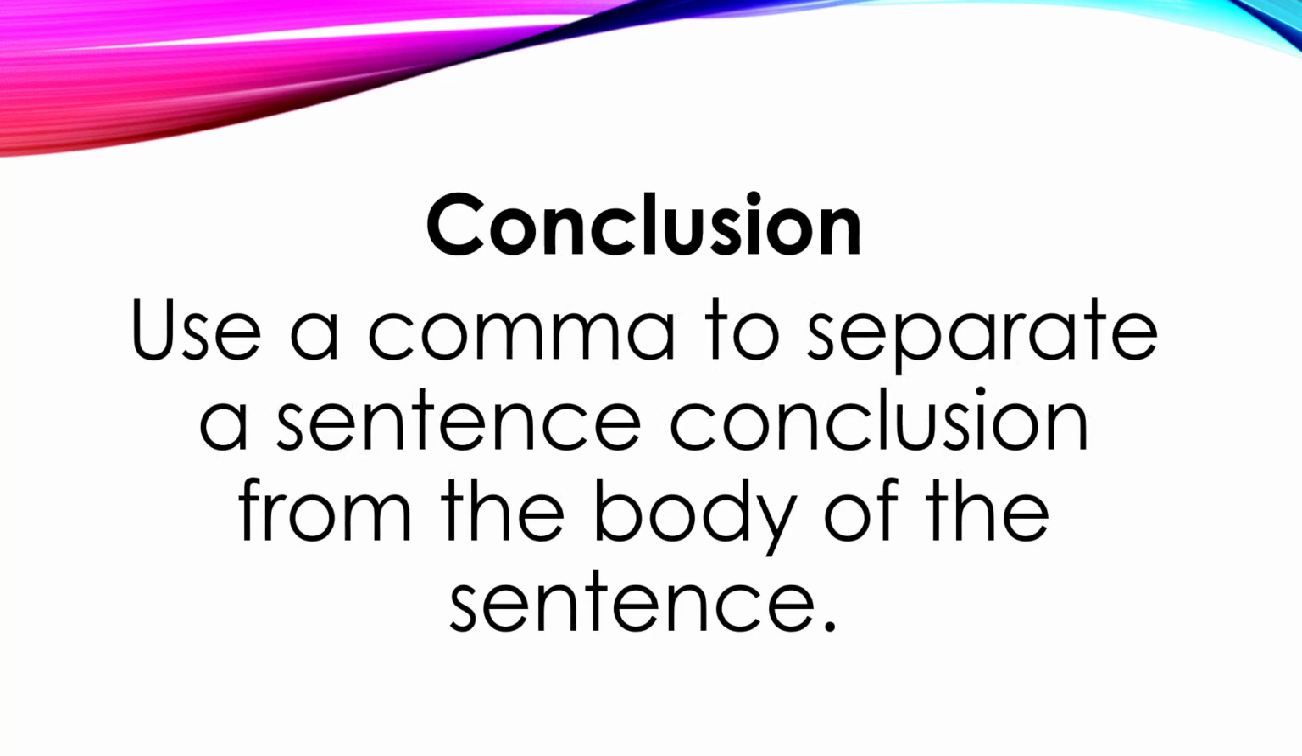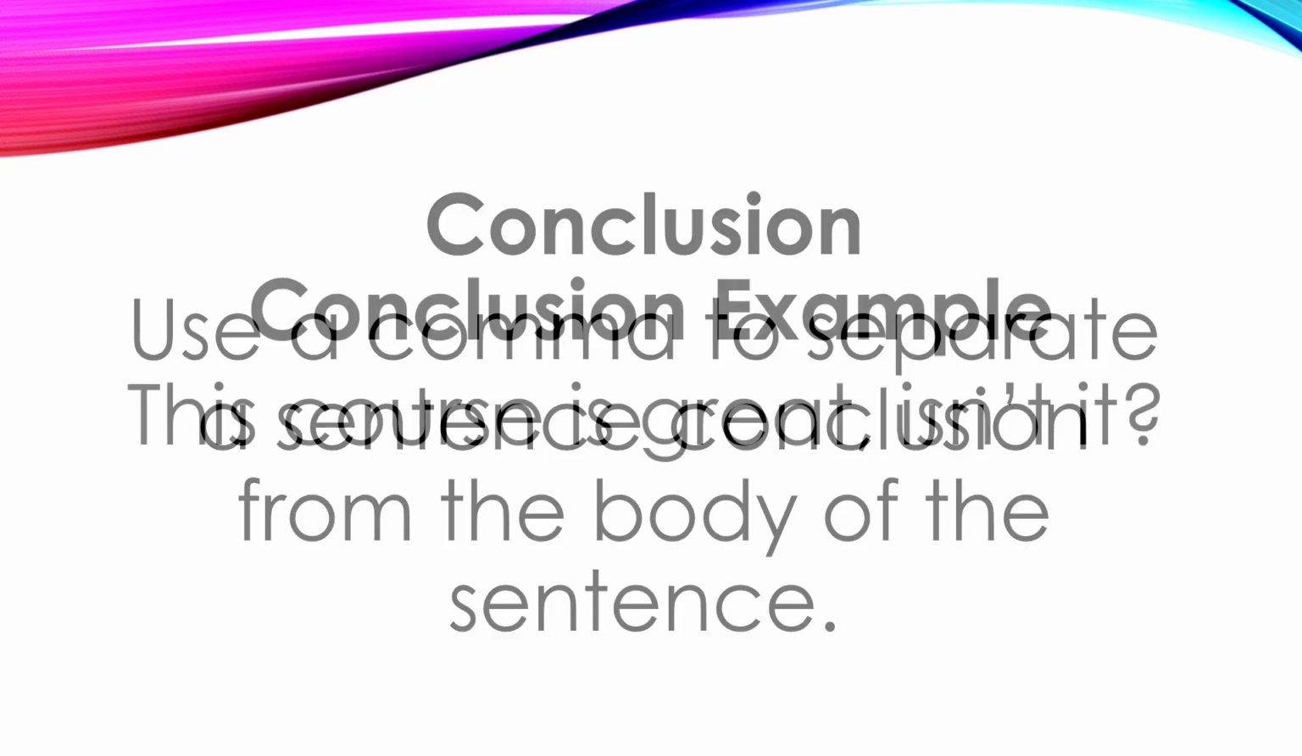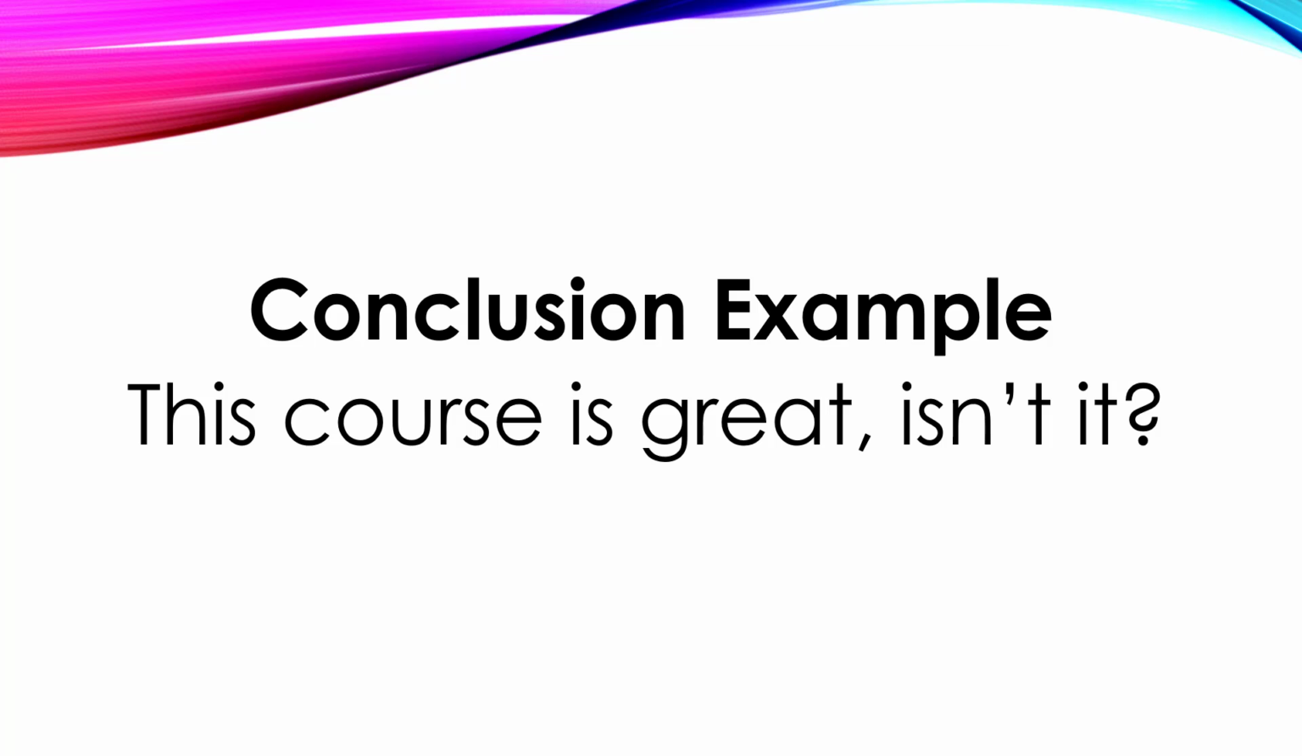The final example is conclusions. Use a comma to separate a sentence conclusion from the body of the sentence. This is much like a sentence introduction, except it's at the end of a sentence. Let's look at an example. "This course is great, isn't it?" "You're getting good at punctuation, right?" So these little conclusion structures are separated from the body of the sentence by a comma.